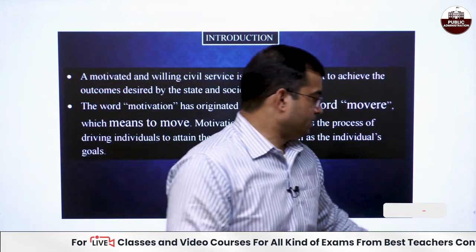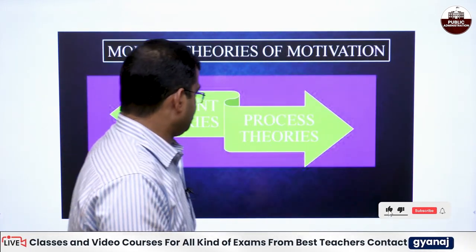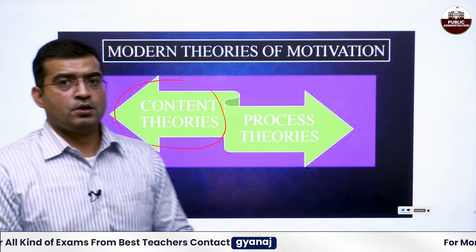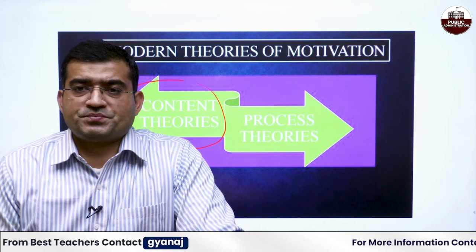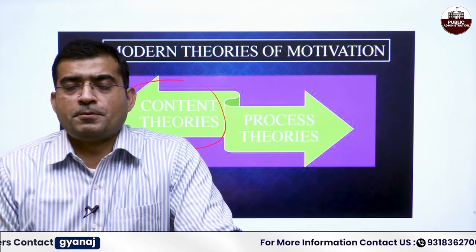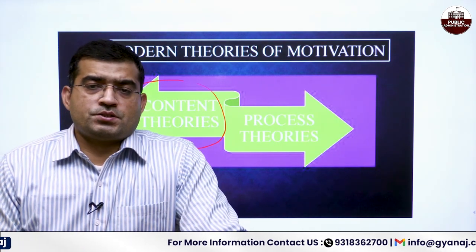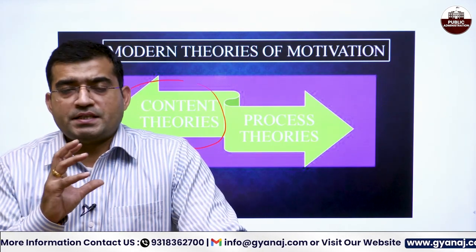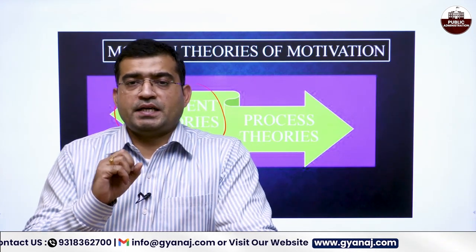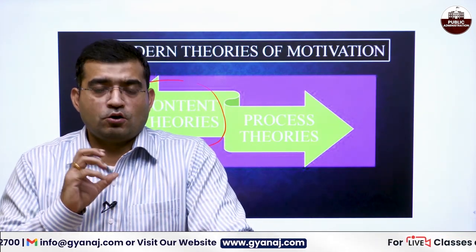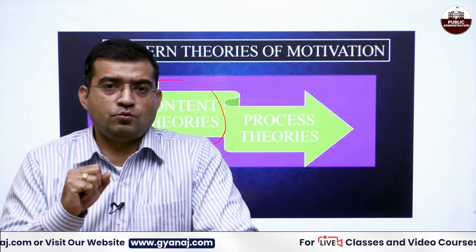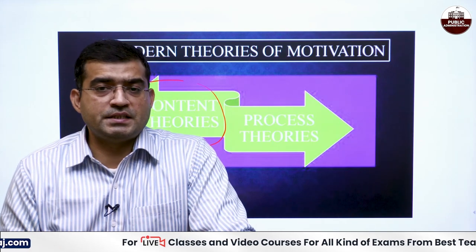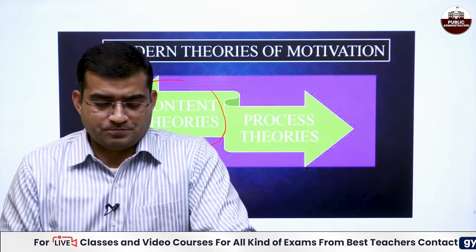These earlier theories were considered part of the content theories. What is the meaning of content theory? Here you need to be very clear. Content means these are the elements that lie outside the human personality. Like, suppose, money or monetary benefit. Suppose a house, education facilities, vehicle facilities, recognition, etc.